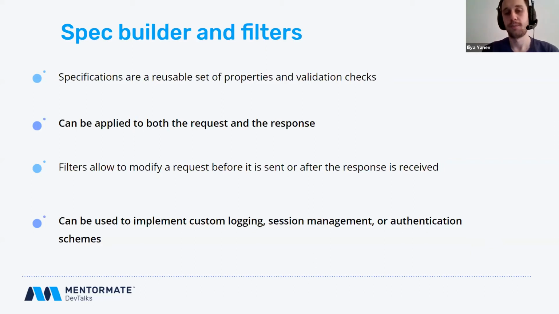Or for the response, before it's returned to the test, you can intercept the response and, for example, check if the status code is between 400 and 500, which generally means there is some error. And you can apply custom logic to it. Let's say you want to log it if the status code is between 400 and 500; you can do that with filters as well. And yeah, you can implement custom logging, session management, authentication schemes. All of those can be achieved with filters.